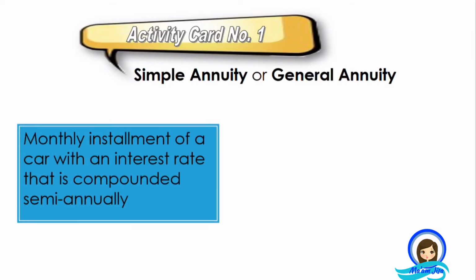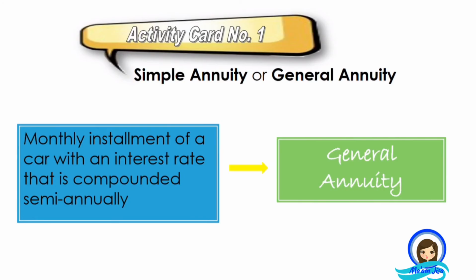We have monthly installment of a car with an interest rate that is compounded semi-annually. What is your answer? It is general annuity. Why? It's because its payment interval, which is monthly, is different with its compounding period, which is semi-annual. Therefore, this is general annuity. Did you get the correct answer? Great job.